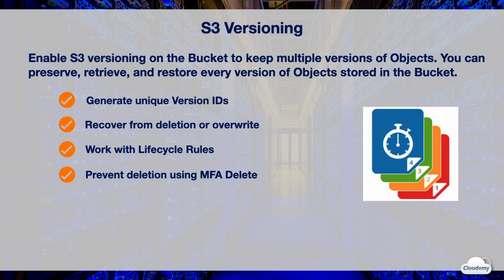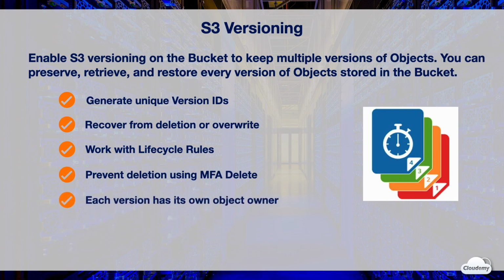S3 versioning also comes with MFA Delete to prevent the unexpected deletion. If you enable MFA Delete, whenever someone tries to delete an object, it will ask for the multi-factor authentication code. You can enable MFA Delete when you enable object versioning on a bucket. You can only use CLI or API to set up MFA Delete. Only root account user can enable MFA Delete.